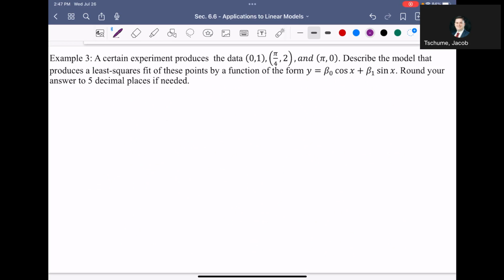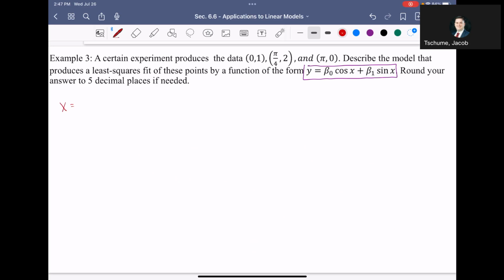Describe the model that produces a least squares fit of these points by using the regression formula y equals beta naught cosine x plus beta 1 sine of x. And just for the final answer, we're going to round our final things to 5 decimal places because these are not going to be pretty. So third time's a charm. First thing, set up your matrices.